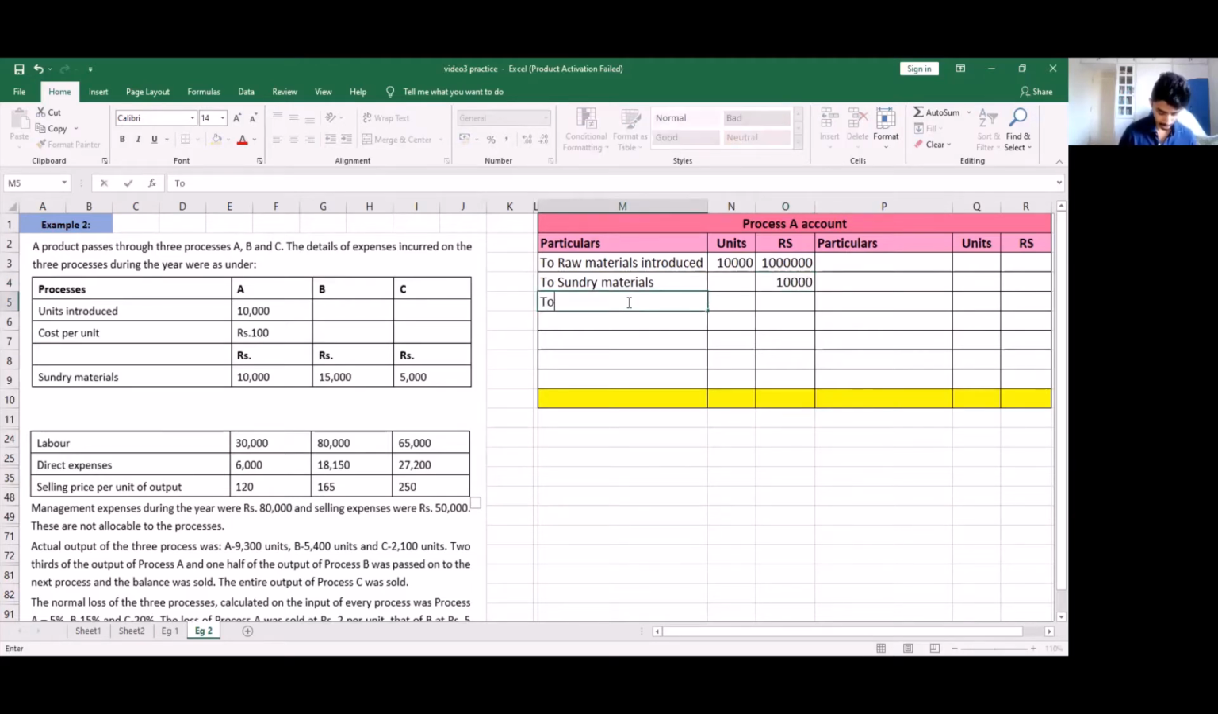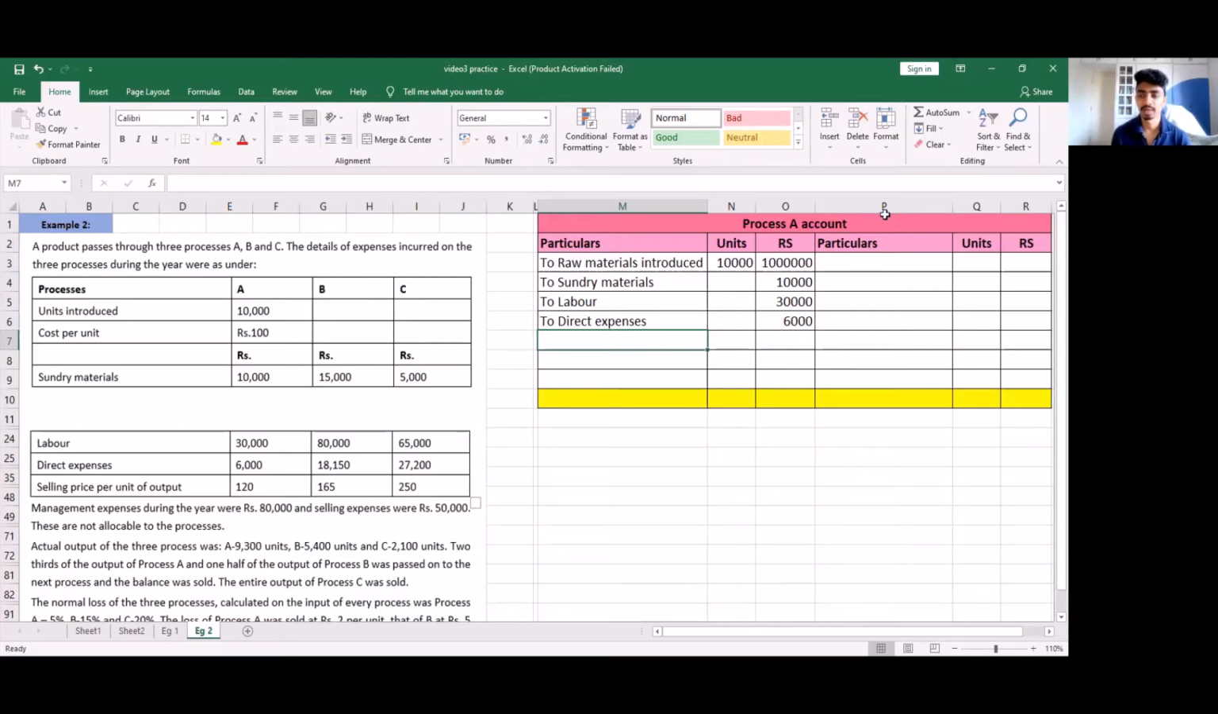Next, we have labor. Labor for process A is given as 30,000. And finally, we have direct expenses, which amounts to 6,000 rupees. Selling price for each process is given, but we will not use this yet. Management expenses during the year and selling expenses are given, but the question also mentions that these are not allocable to the processes. So since they're not allocable to the processes, we cannot show these expenses in our process account, but we will see what to do with these expenses later on in the question.